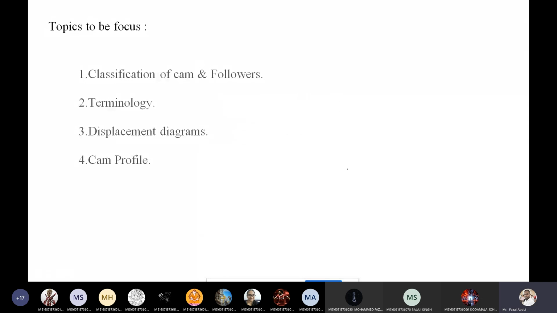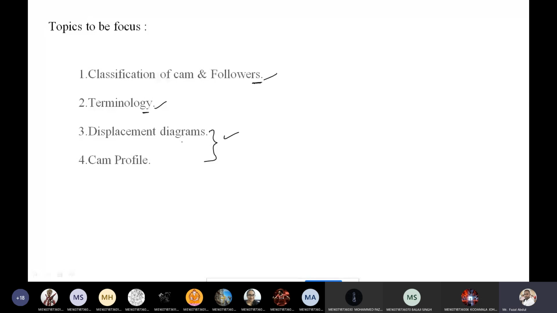So see, just now I said what we need to do. First, we need to focus on the classifications, and then terminology related to the CAM, displacement and CAM profile. If you remember the formulas and empirical relations, you can overcome these two topics, displacement diagrams and CAM profile. So if you perfect these three topics, you can easily get the score.